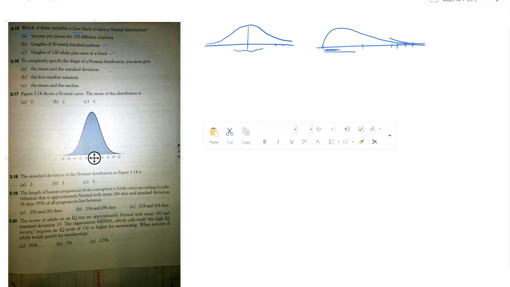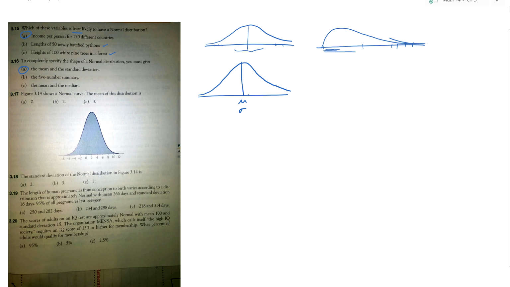To completely specify the shape of a normal distribution, you must give the mean and standard deviation. Remember, whenever we draw our normal curve, we want to identify the mean and sigma. And the standard deviation, which we're going to hit on the next problem, is exactly how far you go each direction to the point at which the curve changes from what we say is concave down to concave up. That point right there is one standard deviation away from the mean each direction.